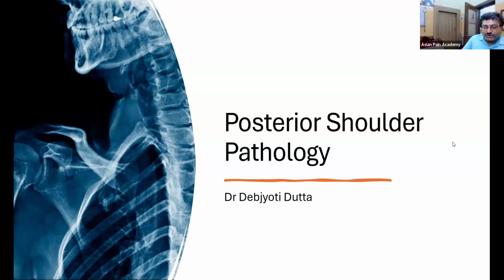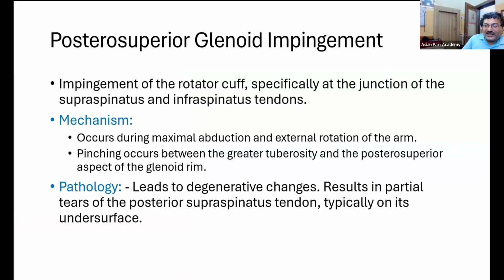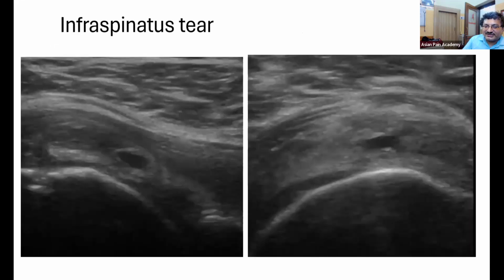So let's start with the posterior shoulder pathology. One thing that I've already told you is the posterior superior glenoid impingement. That is the impingement of the rotator cuff, especially at the junction of the supraspinatus and the infraspinatus tendons. That occurs during the maximal abduction that I have just shown and in the external rotation of the arm. Now what happens? Pinching occurs between the greater tuberosity and the posterior superior aspect of the glenoid rim. This leads to degenerative changes and results in a partial tear of the posterior part of the supraspinatus tendon, typically on its undersurface.